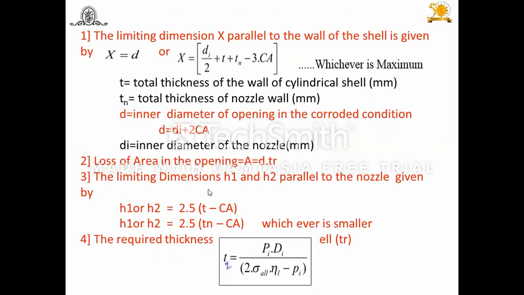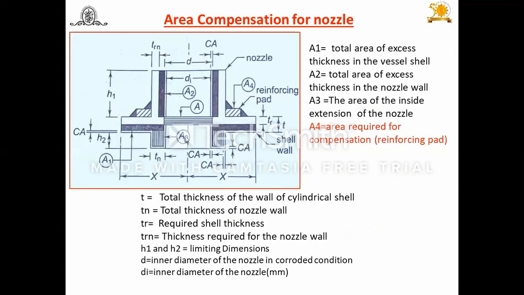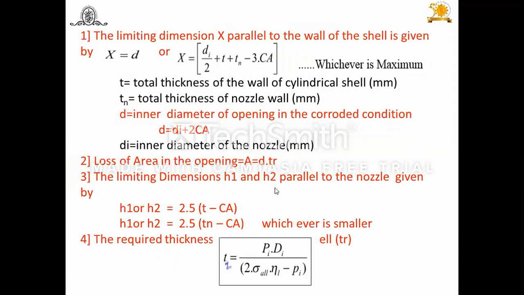Then we have to decide the limiting dimensions h1 and h2. These dimensions h1 and h2 are parallel to the nozzle. This is the nozzle, parallel to the nozzle. We have to decide this h1 height and h2 height. For that purpose, again, you have to use these relations: h1 or h2 is equal to 2.5 times (t minus Ca).